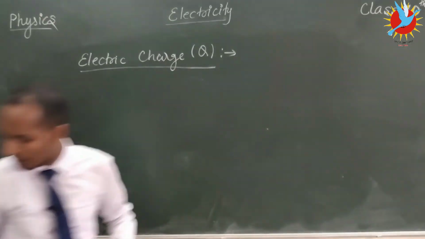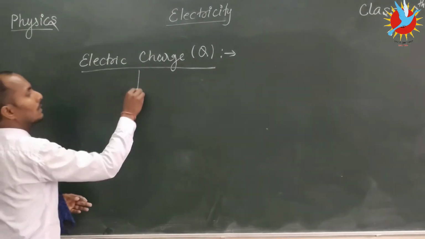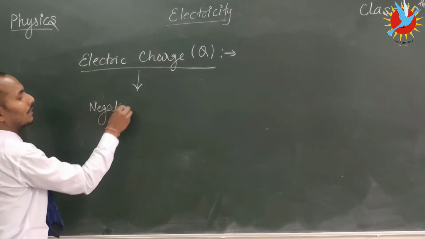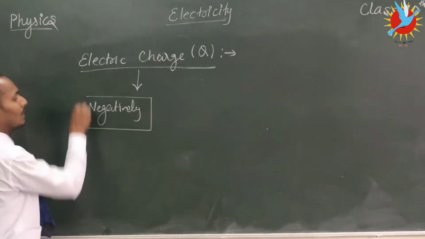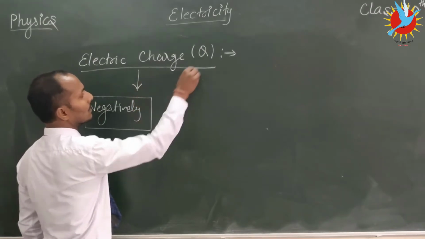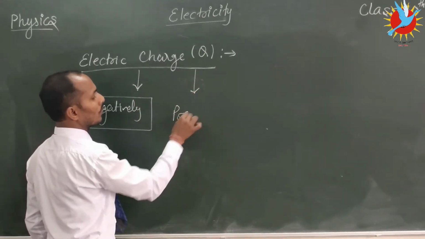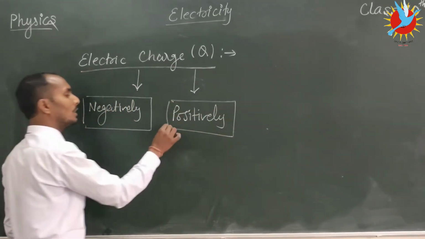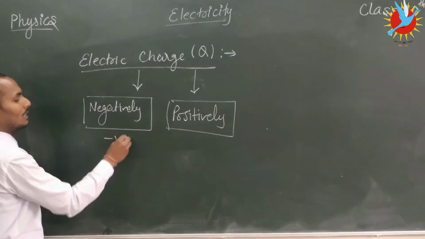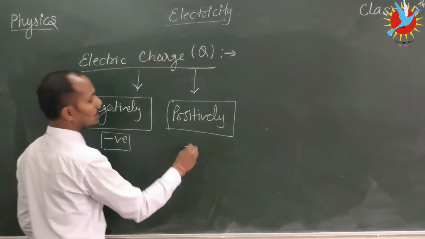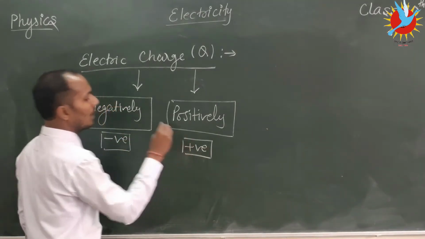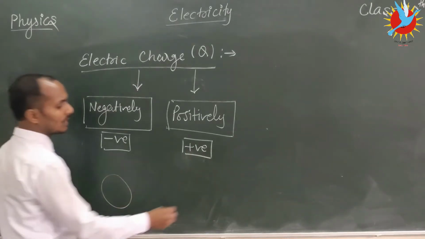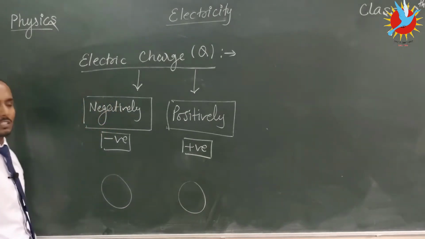Benjamin Franklin divided these charges into two parts: negatively charged particles or positively charged particles. There are two kinds of charge: negative charge or positive charge. Then how is a body said to be positively charged or negatively charged?